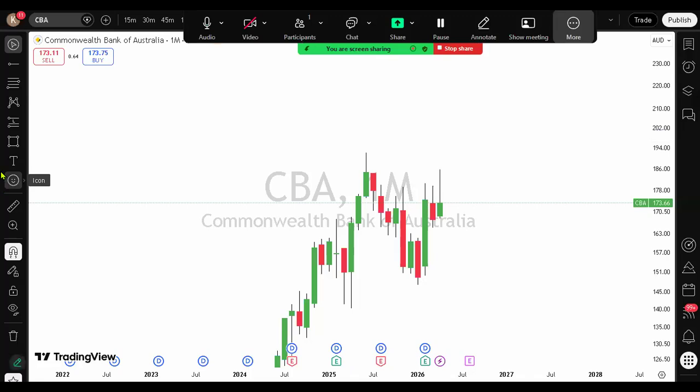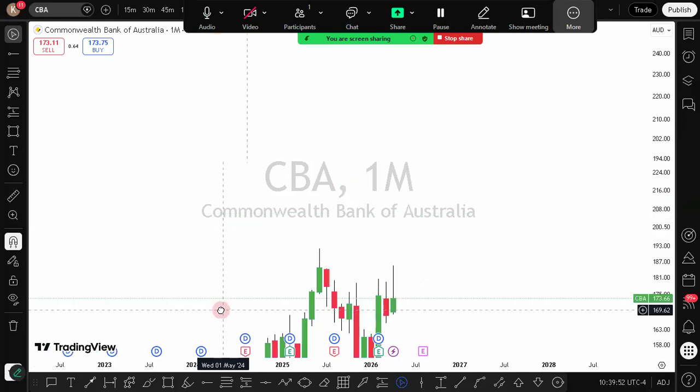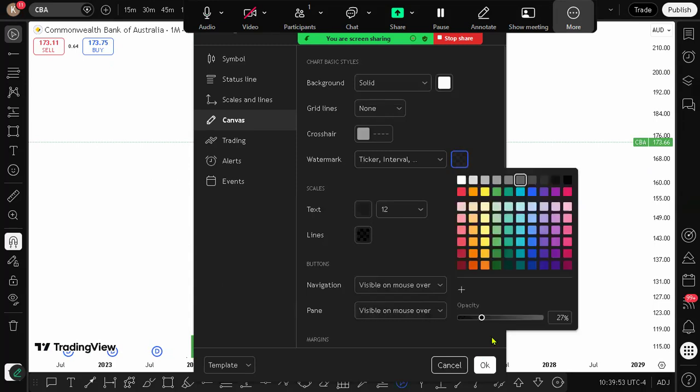So here we have this particular asset, which is the Commonwealth Bank of Australia. So guys, let's look at it. I see there's a setup that's coming up and probably we might get something on it.